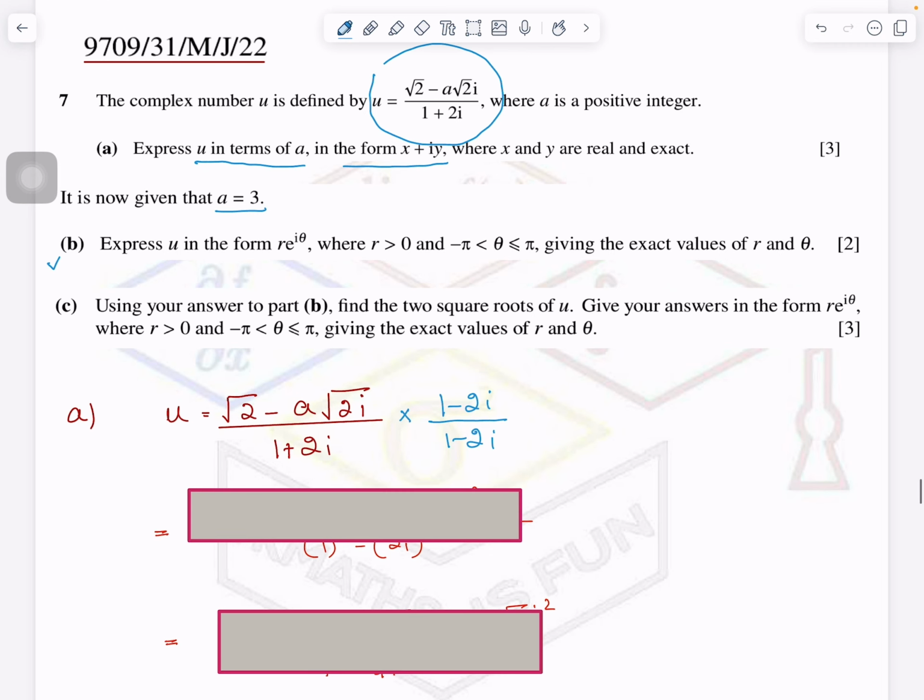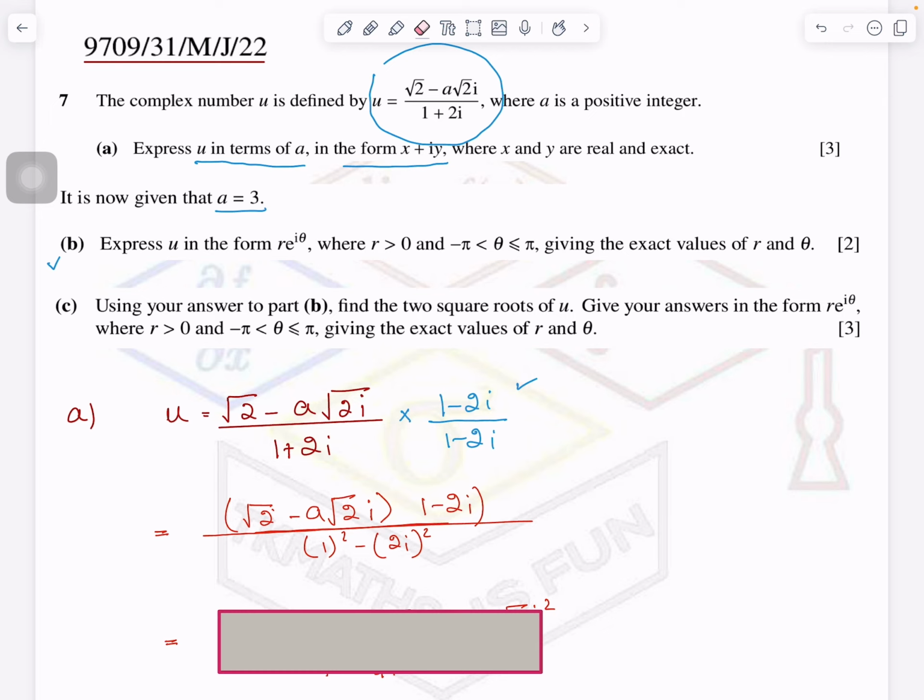Okay, so now we are applying the conjugate method. To finish iota from the denominator, we apply this method. The conjugate of a plus 2 iota is a minus 2 iota. Now I will multiply numerator with numerator and denominator with denominator. Here you can recall the concept: if it is a plus b and a minus b, it is a square minus b square. Same concept I am applying here.